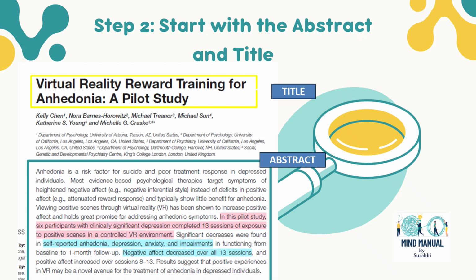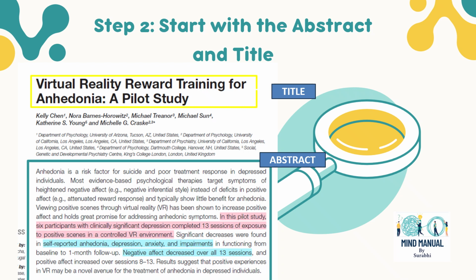Now, step 2 is starting with the abstract and title. Don't jump straight into the whole paper. Start with the title and abstract. I know it's a simple step, but a lot of the time people skip the abstract and just read the title and go to the introduction. It's very hard unless you know how. This is one of those movies where you need to know the end to understand it.